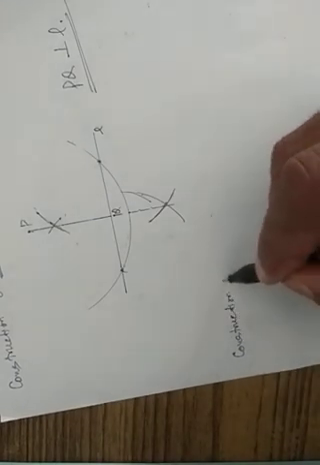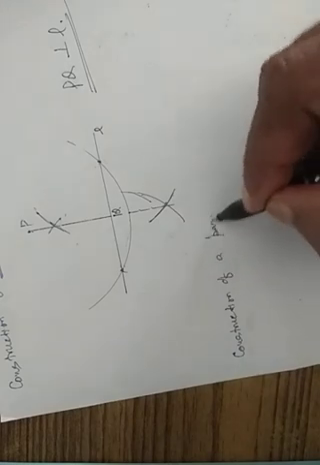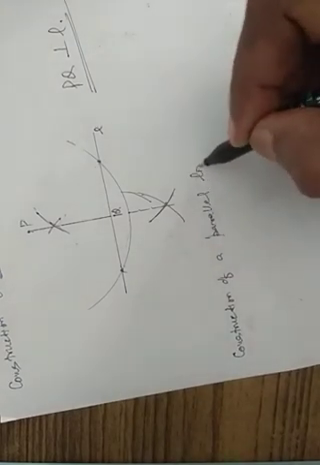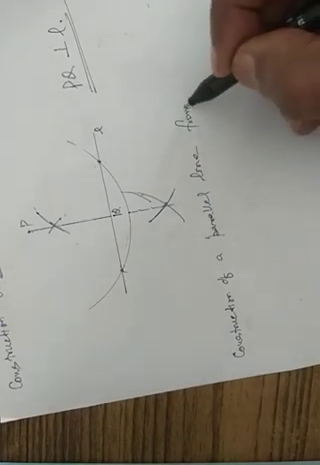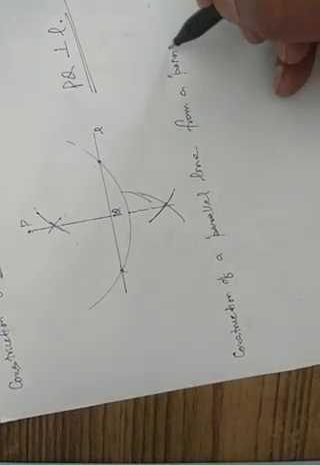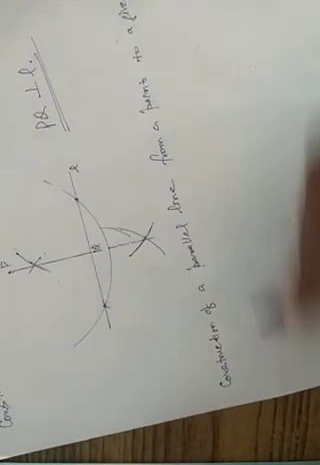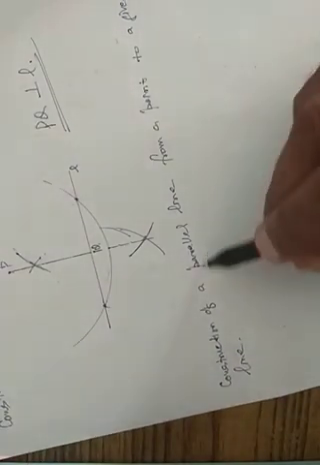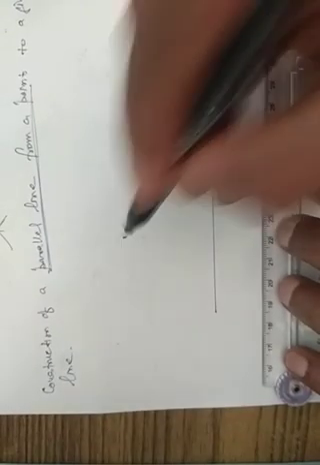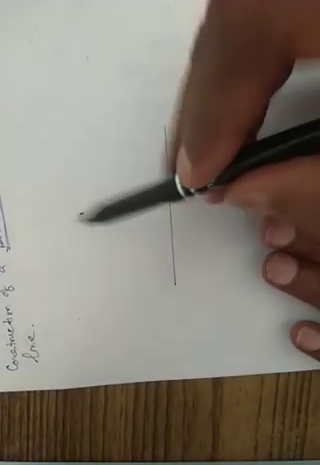The next part is construction of a parallel line from a point to a given line. Parallel line from a point. Is it clear? For this purpose, just see now, once again you can take a line. This line is already given to you, and point P is here. Okay.